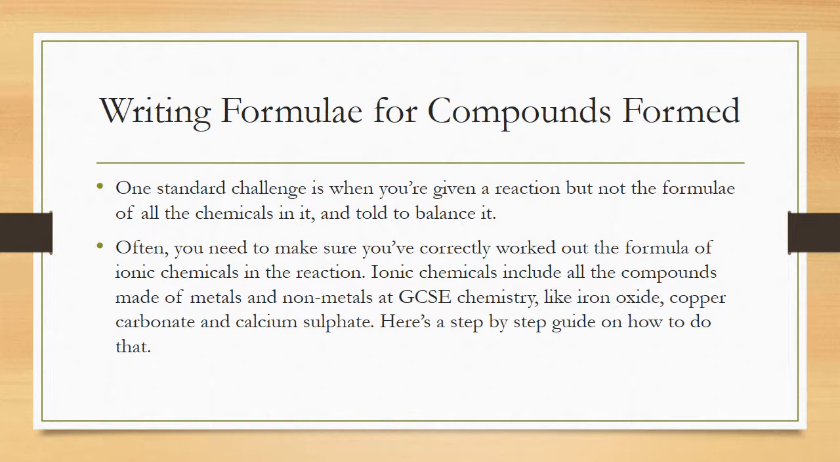and ionic chemicals include all the compounds made of metals and non-metals used in this course. This includes things like iron oxide, copper carbonate, and calcium sulfate. I'm going to give you now a step-by-step guide, only 2 steps, and maybe even a little cheat at the end, to work out how to do that.